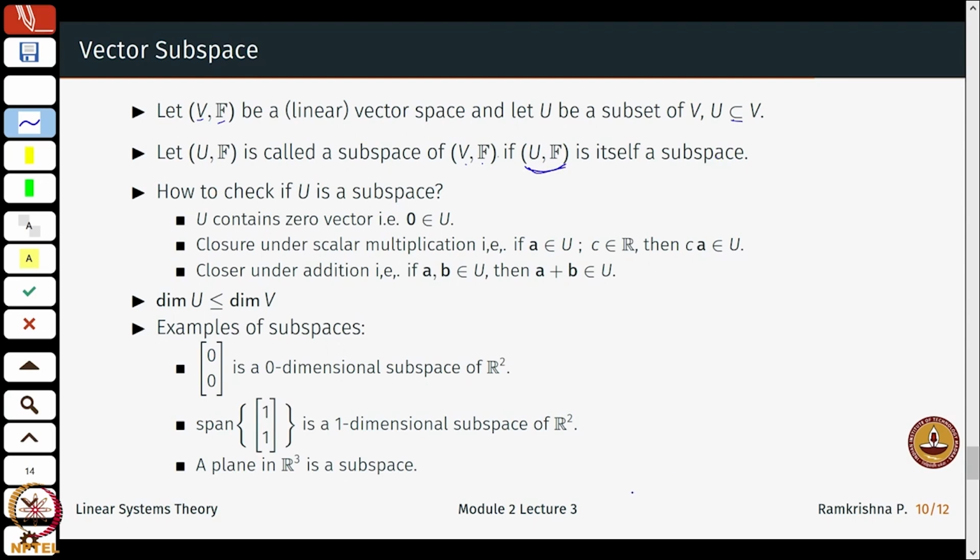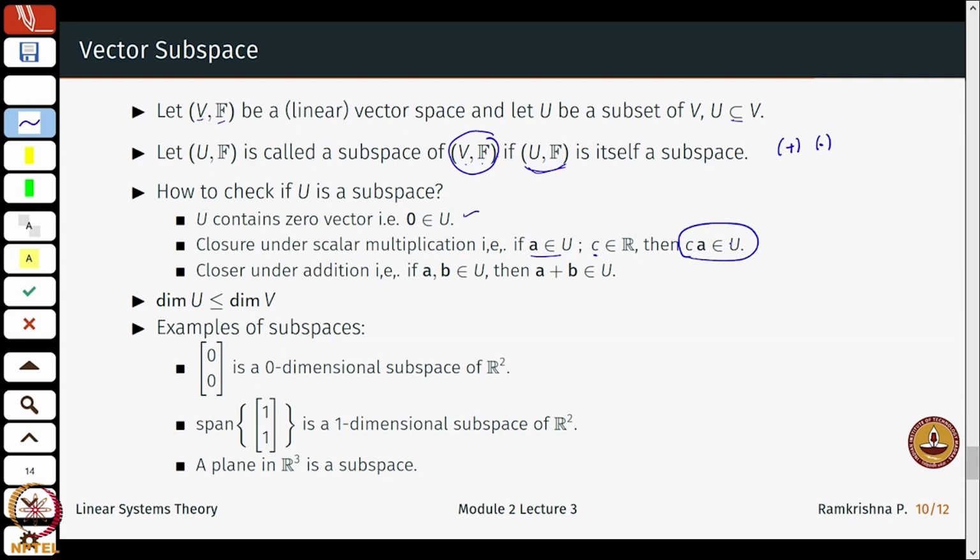Okay. Now, how to check if it is a subspace? Well, loosely speaking, all properties of V in terms of the addition operator, the multiplication operator, and the distributive property of the multiplication operator over addition and so on, everything should be retained in U, right. So, the first thing is, well, it must contain the 0 vector, and the important property is closure under scalar multiplication: if A is in U and I take some number C in R, then C times A should also be in U.